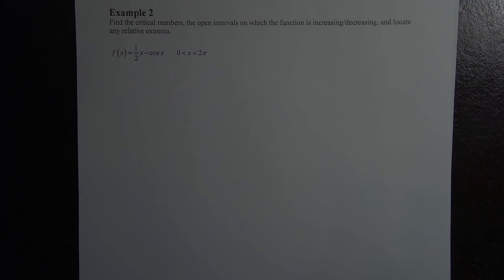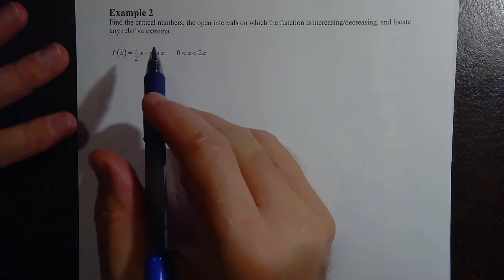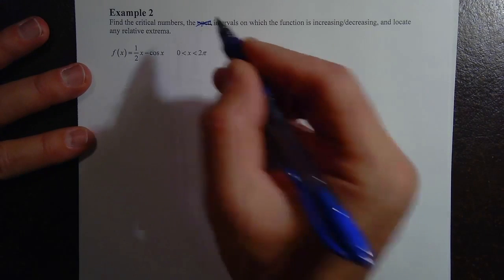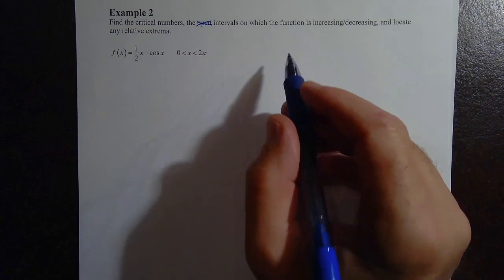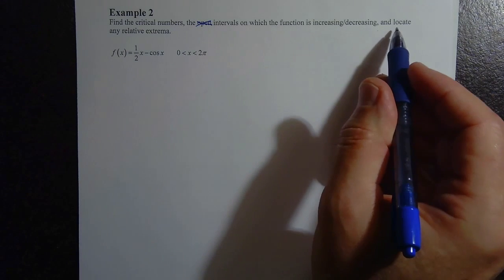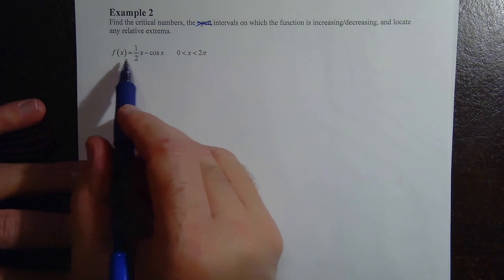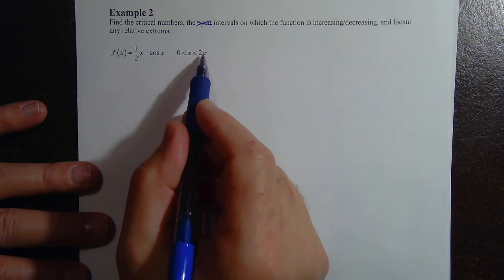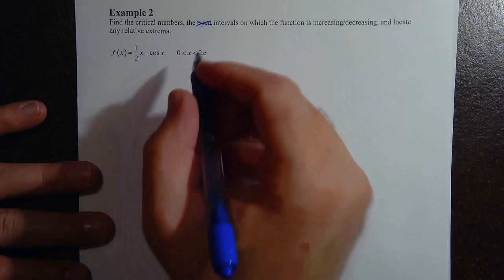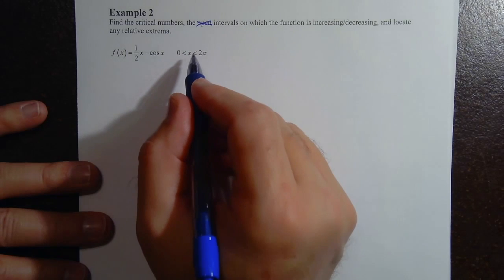Okay, so let's do another one. This is the same question. We find the critical numbers, find the intervals on which the function is increasing, decreasing, and then locate any relative extrema, okay? So here's our problem. f of x is equal to 1/2 x minus cosine x, 0 less than x less than 2 pi. Okay, so this is our domain, so we don't have to worry about any values outside of that, okay?